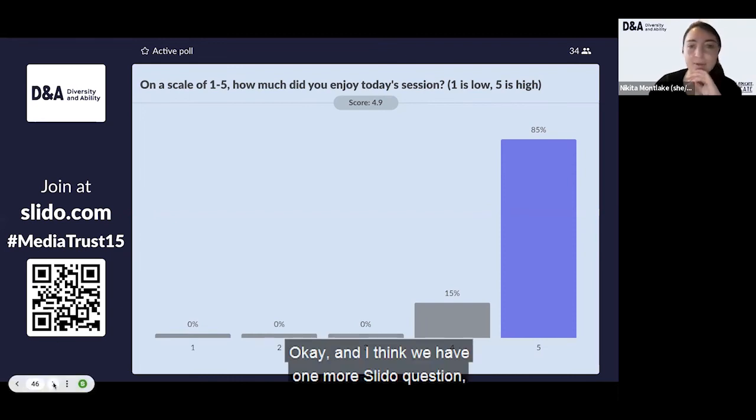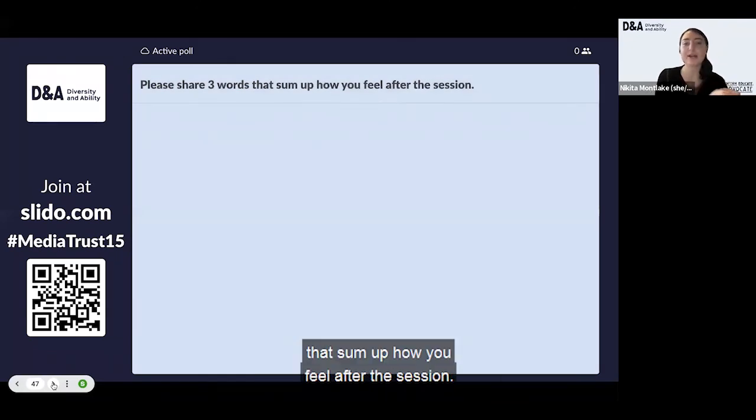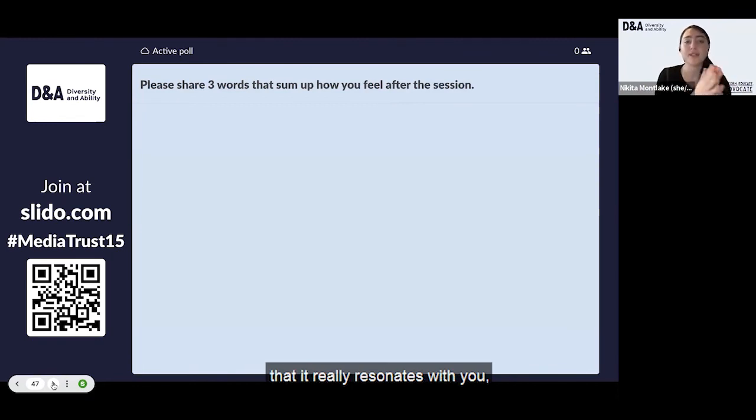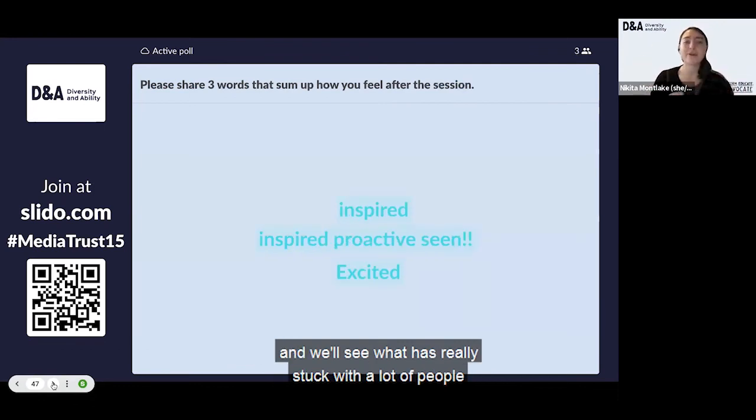Okay, and I think we have one more Slido question, which is please share 3 words that sum up how you feel after the session. So if you just put them in 1 word at a time, it'll create a nice little word cloud. If you see a word pop up that really resonates with you, then please put that in again, because it'll just make the words much bigger. And we'll see what has really stuck with a lot of people.